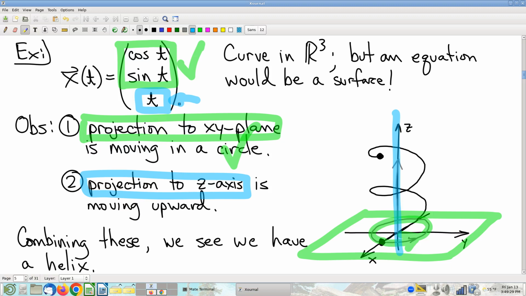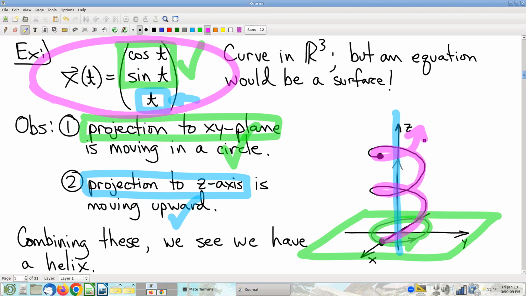Right? So by looking at these projections, I understand what's happening in the xy plane, I understand what's happening in the z direction, and I can use geometric intuition to combine these together. So you've got to imagine, what path does a point follow when its shadow is doing this and its height is increasing at a constant rate? There's really only one curve that can do that, and that's the helix that I have drawn here. So this parameterization describes that curve.